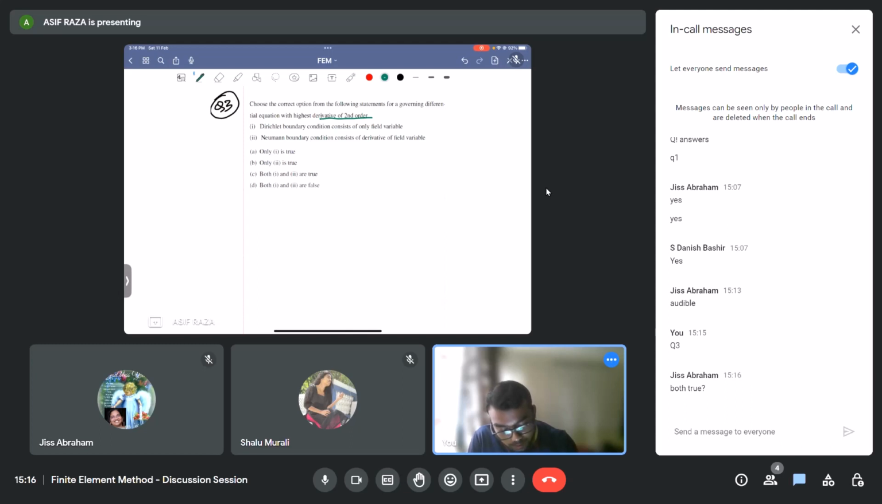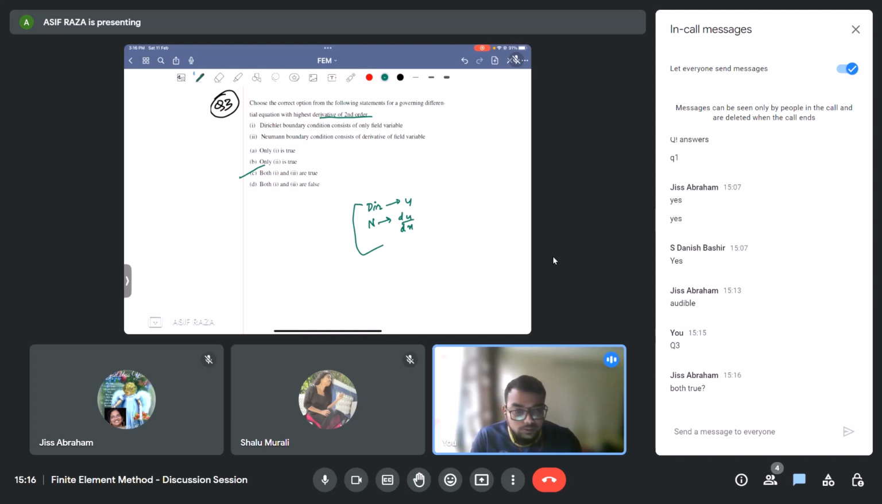Yes, both statements are true. As the derivative involved is of second order, when we multiply with the weight function, we reduce the continuity requirement. So we'll have one boundary condition of displacement as of the field variable and a normal boundary condition as the derivative of this field variable. So both statements are correct.